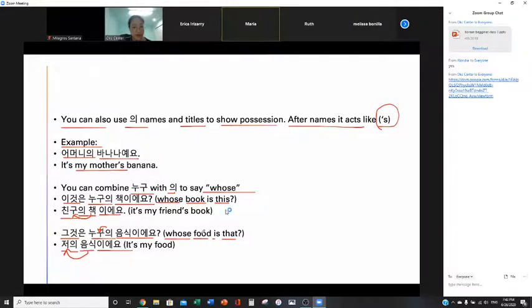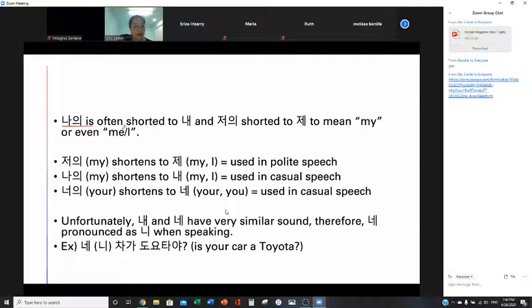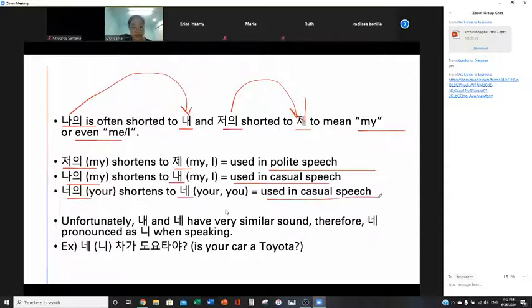Perfect. Okay. So 나의 is often shortened to 내, and 저의 is shortened to 제. It also means my, and even means me and I. So 저의, my, shortened to 제, is used in polite speech. 나의 shortened to 내 is used in casual speech. 너의 shortened to 네 is used in casual speech.